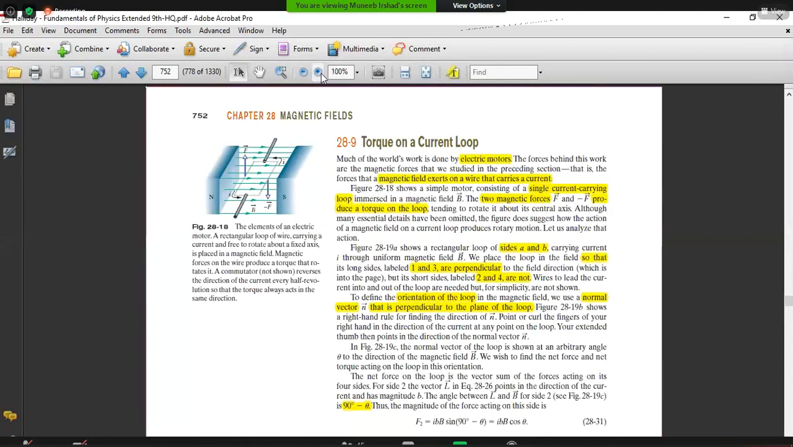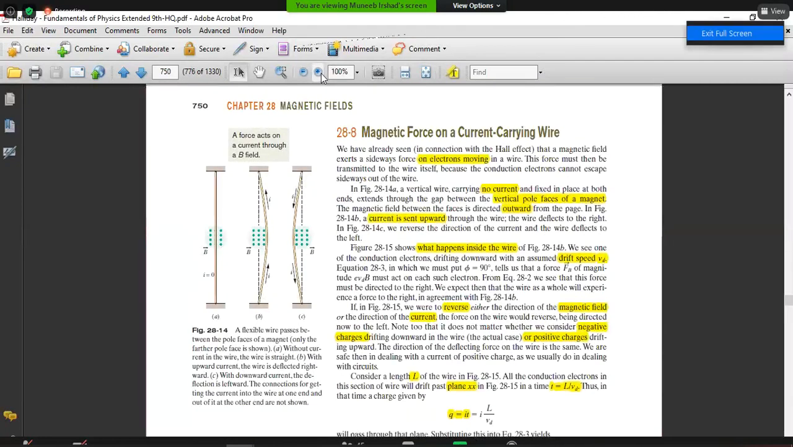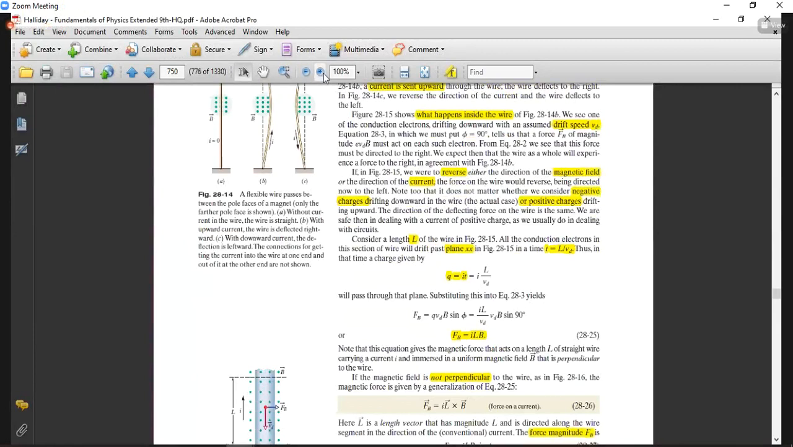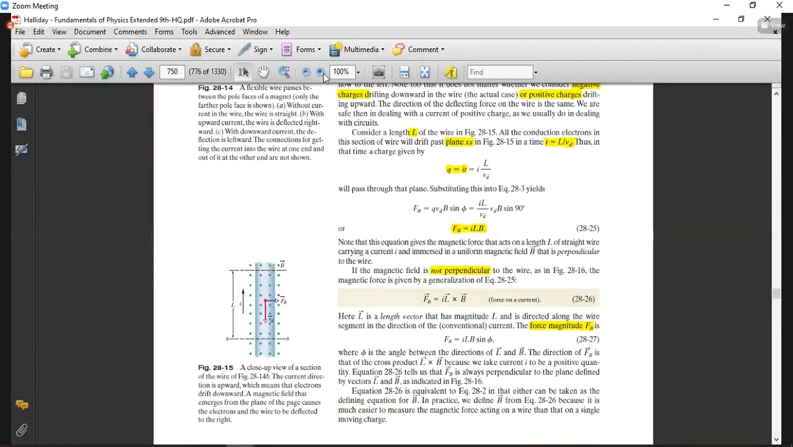Torque on a current loop, but first we will discuss the equation which we were talking about yesterday. Suppose we have a length L of wire through which the current is passing.